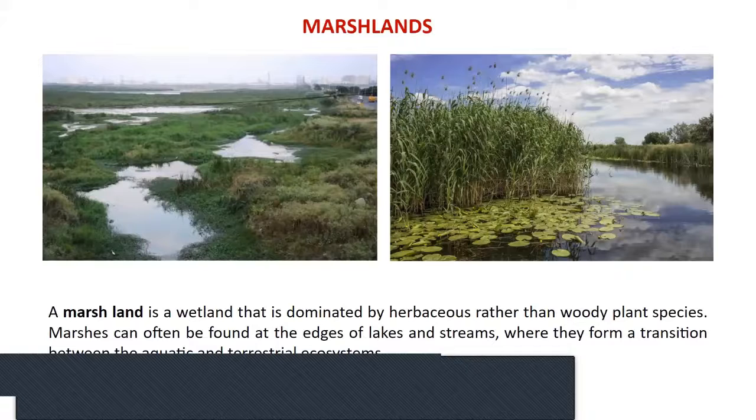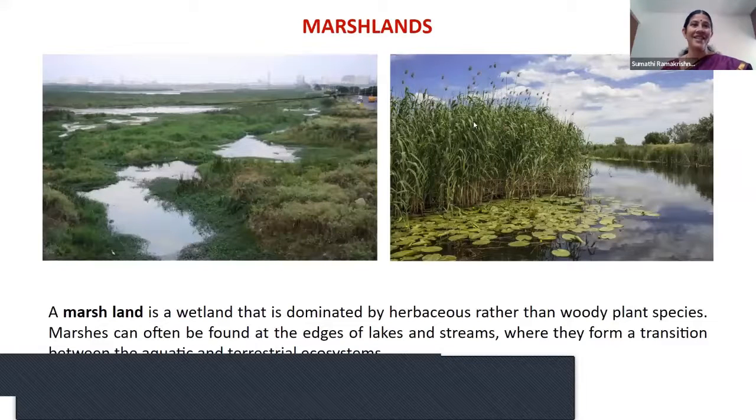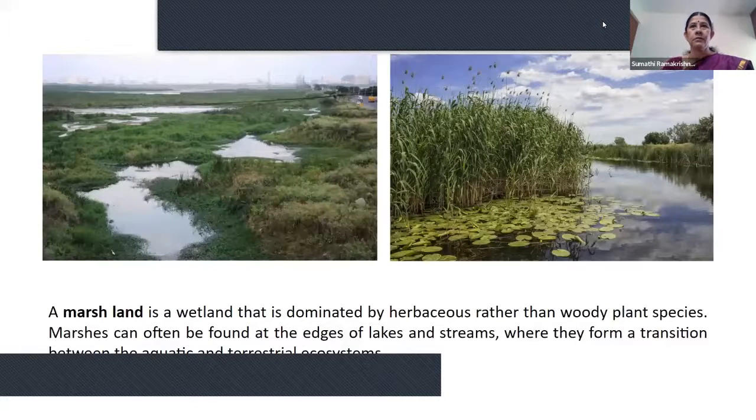Then comes your marshlands. This we discussed yesterday, the same as what we discussed yesterday. This is often found at the edges of lakes and streams. And they are the transition between the aquatic and terrestrial ecosystem.